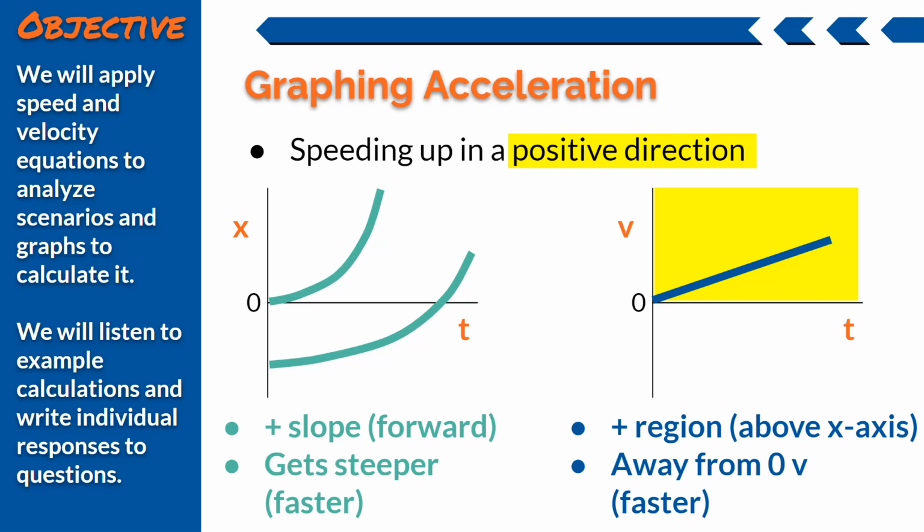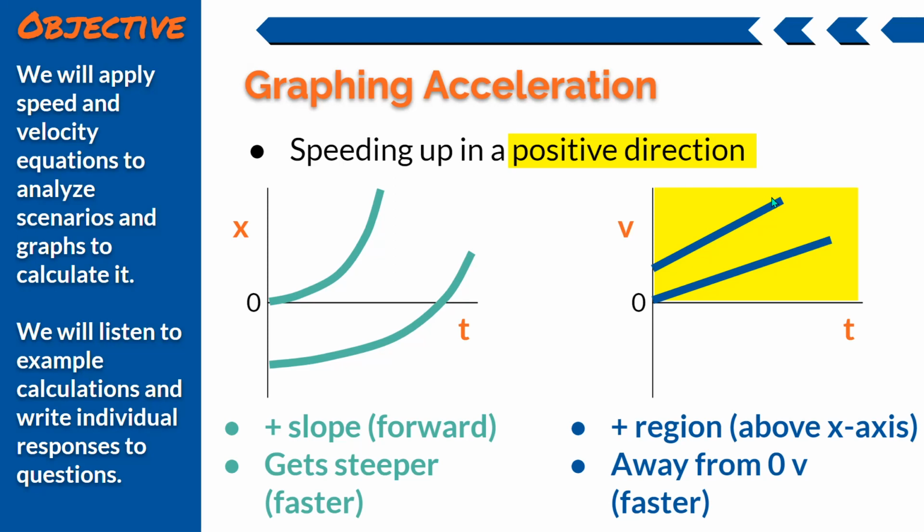Okay, so this would be an example of an object speeding up from rest, and I know that because I had it start at the origin, but that is an object that is speeding up in the positive direction. Okay, it's moving forward the whole time because the line is above the x-axis the whole time, and it's moving away from 0, so it's getting faster. So maybe my velocity started at 0, and then it was 1, and then 2, and then 3, and then 4, or whatever. Again, this would also be speeding up in the positive direction.